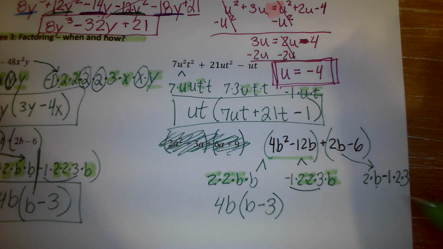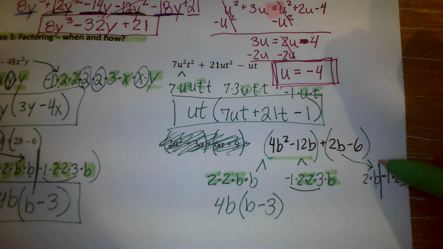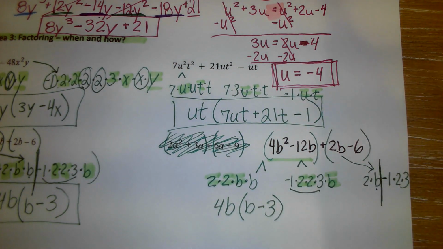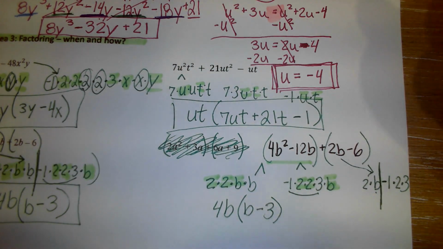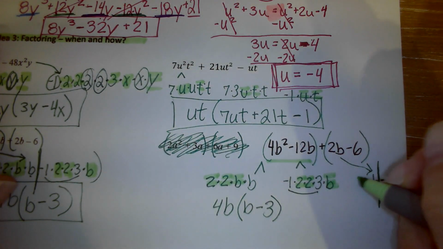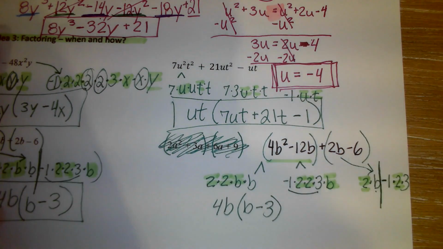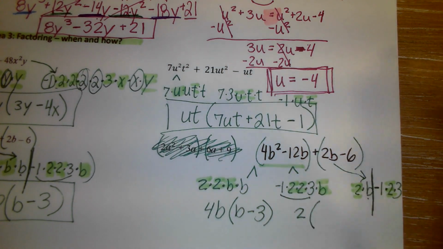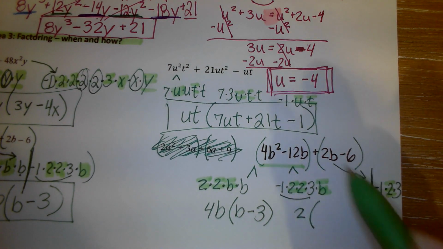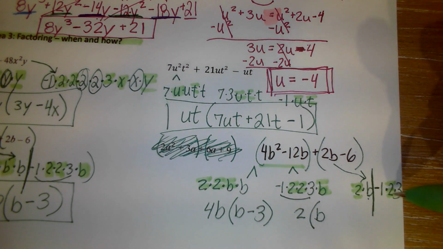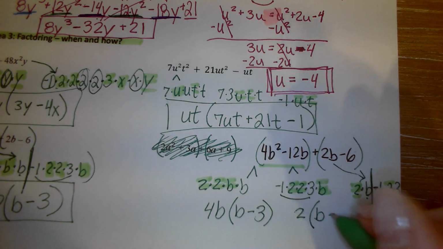Now, on the other side, I have 2b, and this is where I made my mistake last time. I didn't leave enough space to really spread these terms out. This 2b and negative 6 are separate terms. So when I look at what's in common on both of those, their factors, it's 2. So I'm going to pull out the 2. That's their common factor. And then what's left over for 2b is just b, and for negative 6, what's left over is negative 1 times 3, negative 3.